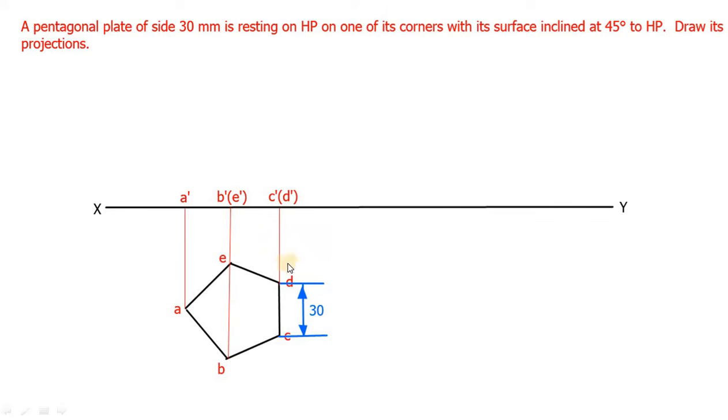Similarly C and D, so D will be in bracket. So join all the corners to get the front view. Okay, so this is the simple projection. So a pentagonal plate, when it is resting on HP, the top view will be a pentagon, that is the true shape, and the front view will be a straight line that will be on XY.